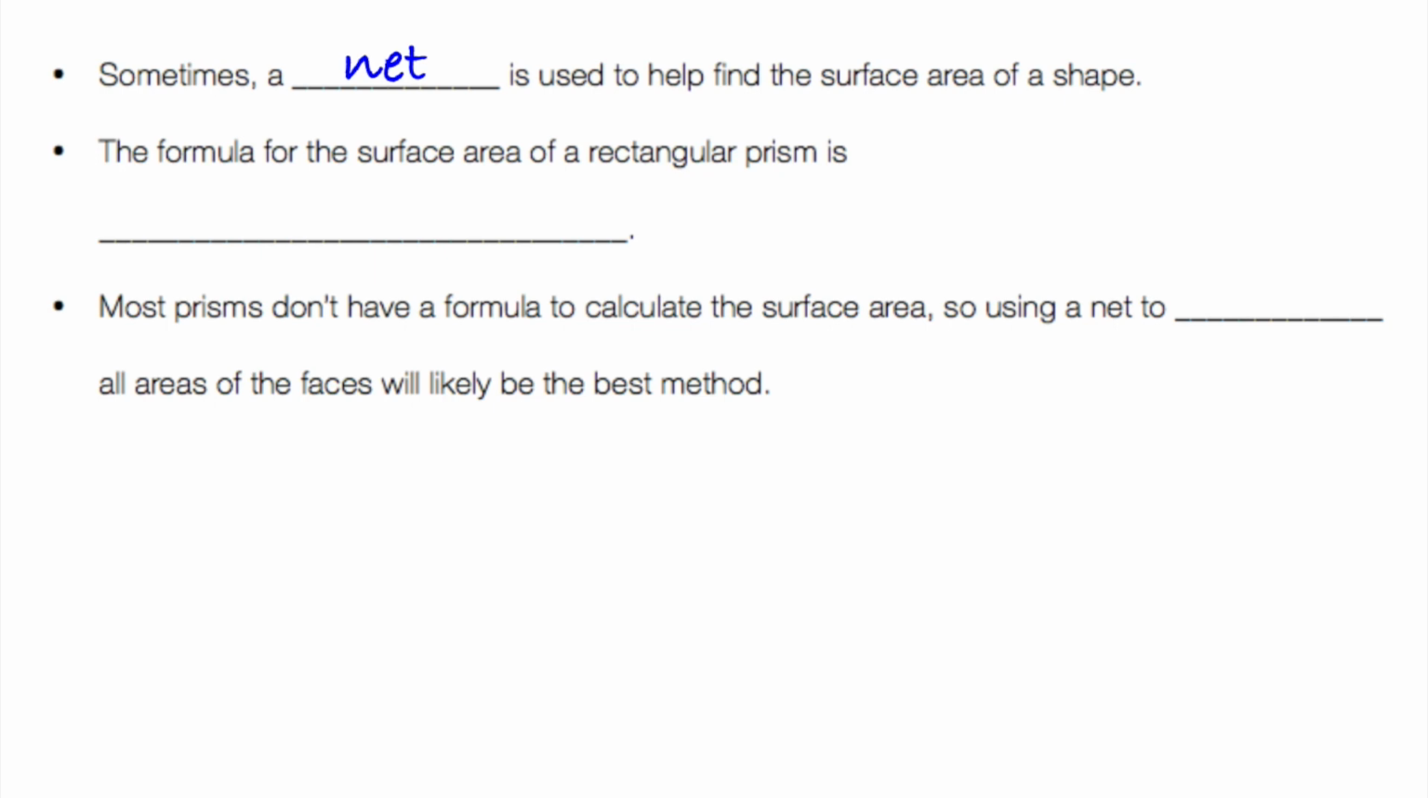The formula for the surface area of a rectangular prism is S, which stands for the surface area, equals 2 times the width times the length, plus 2 times the height times the length, plus 2 times the height times the width. Most prisms don't have a formula that you can use to calculate the surface area, so using a net to add up all the areas of the faces will probably be your best bet. And we'll look at an example of each of these in a minute.